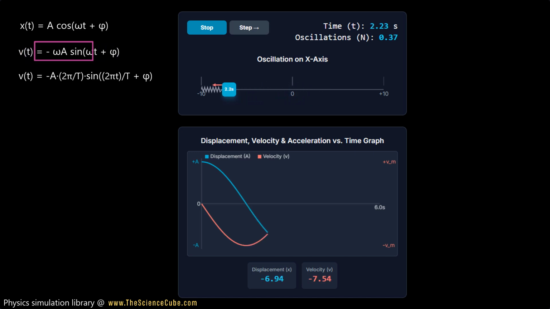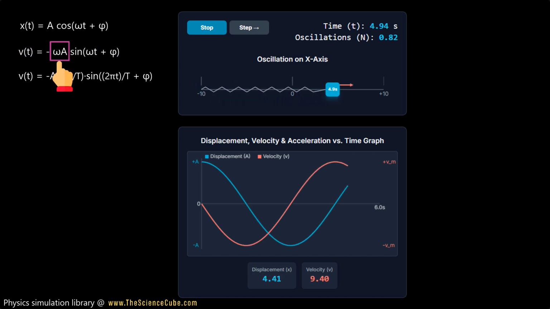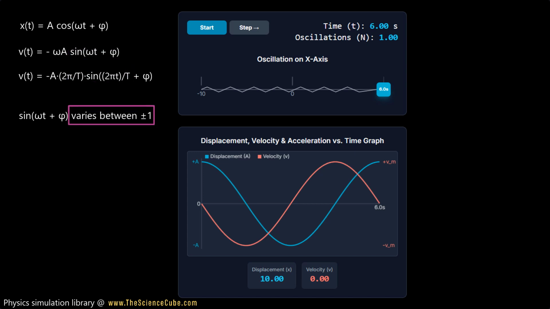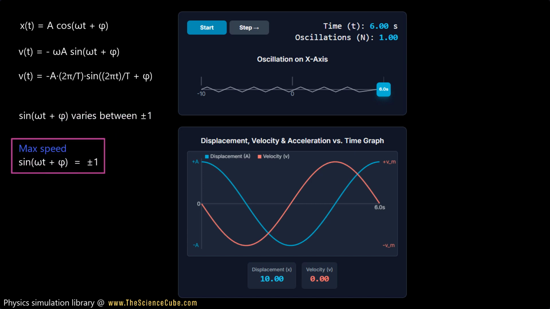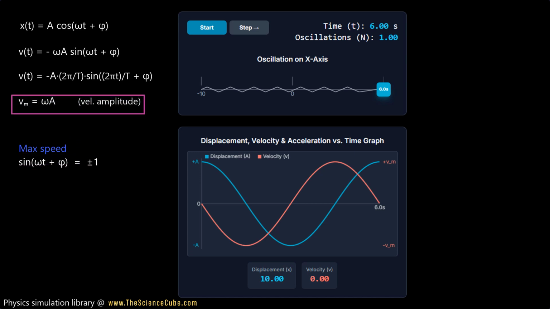And since this part of the equation is a constant for a given motion, what brings about a change in velocity is this part that can vary between -1 and +1. That means the maximum speed occurs when sine(omega t plus phi) is equal to plus or minus 1. So Vm is equal to omega a, and just as a is the amplitude of displacement, Vm is the amplitude of the velocity graph. The largest speed the mass reaches during its motion, and we use Vm as a label to describe it.